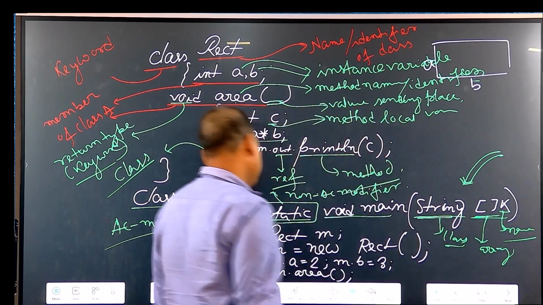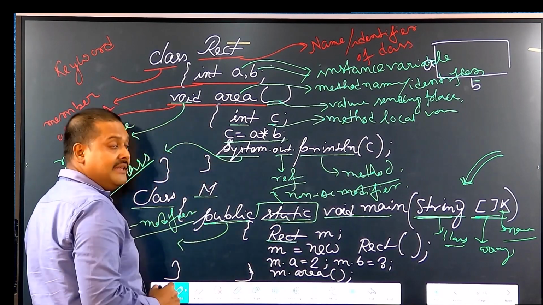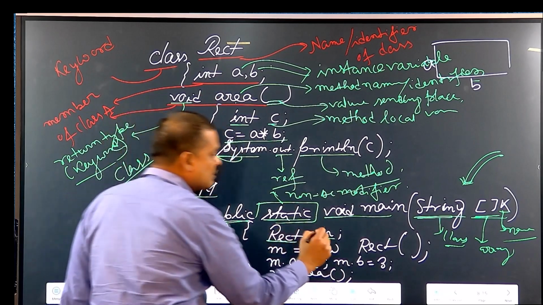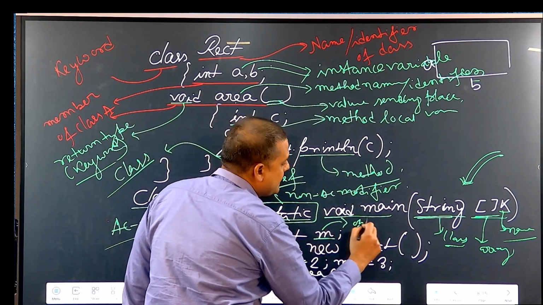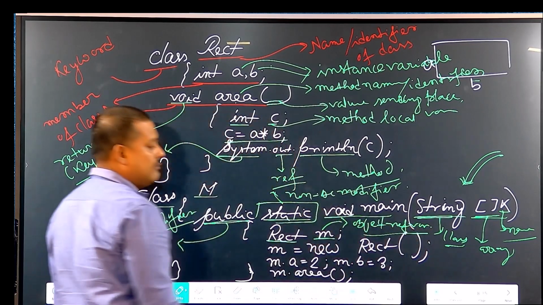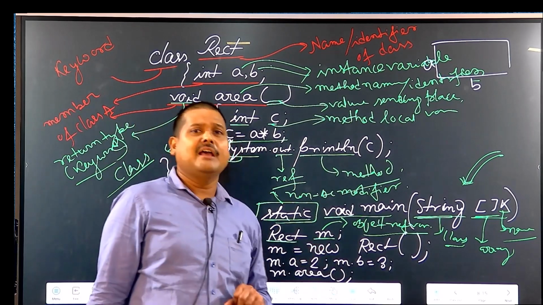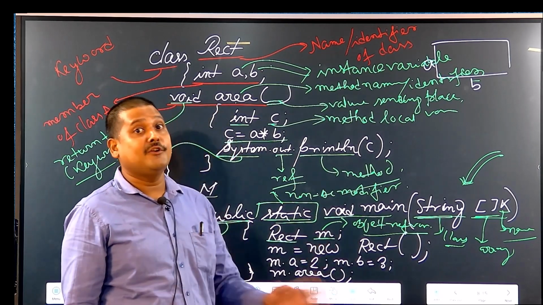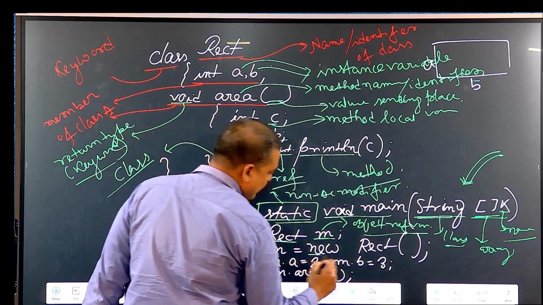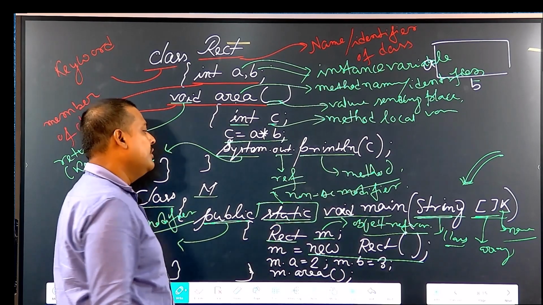Now, what is this? Rect is the class name. M is called an object reference variable. Why is it an object reference? Many people make the mistake of saying this is an object, but that is totally wrong. What is an object? I will tell you. What are we doing with M? We are writing new Rect. What is this?